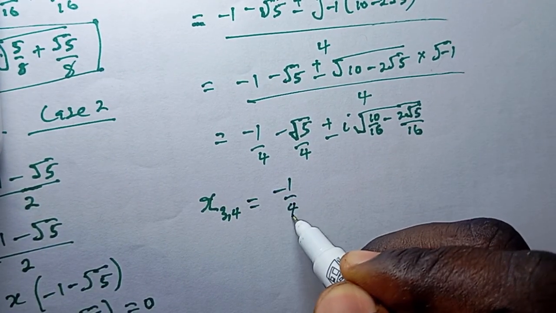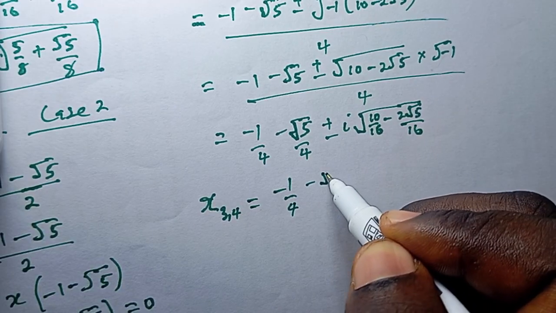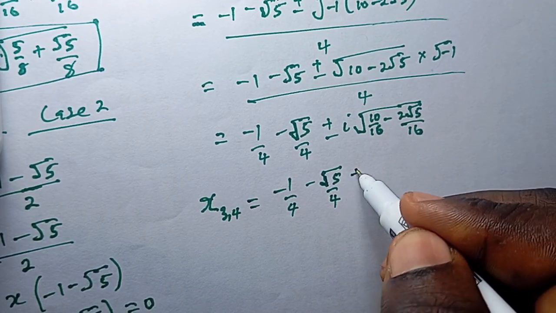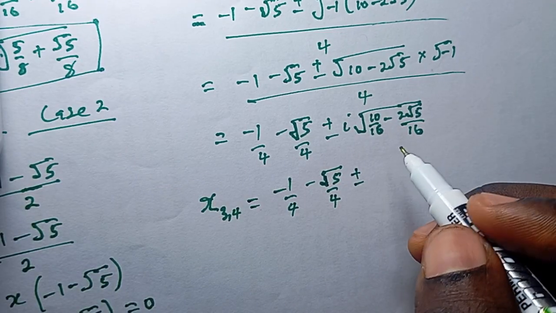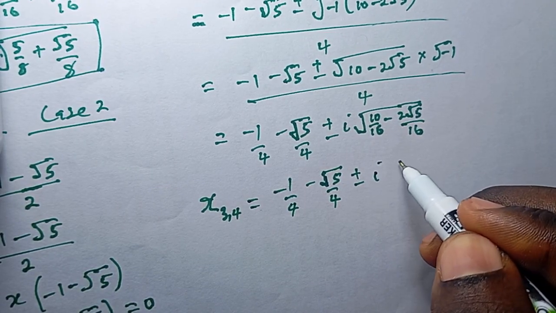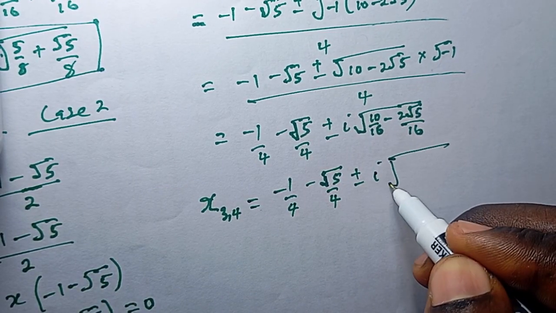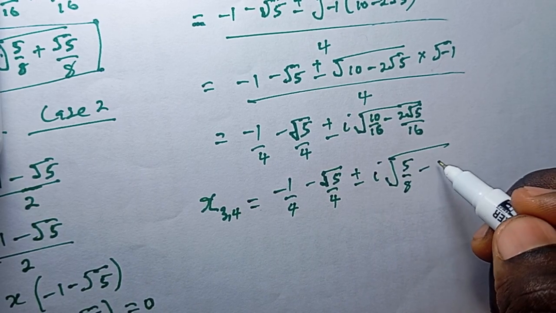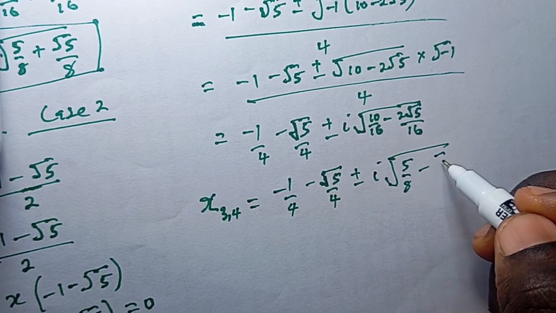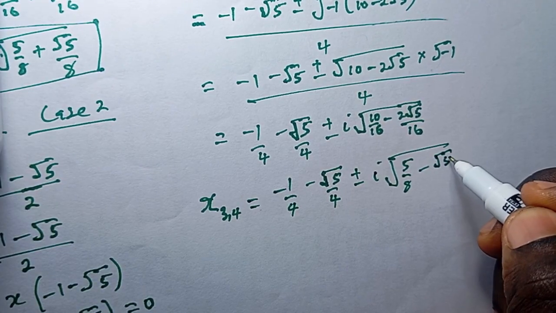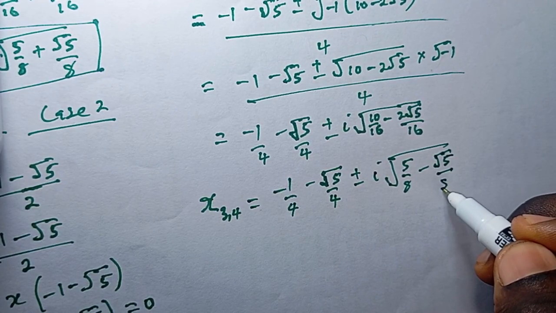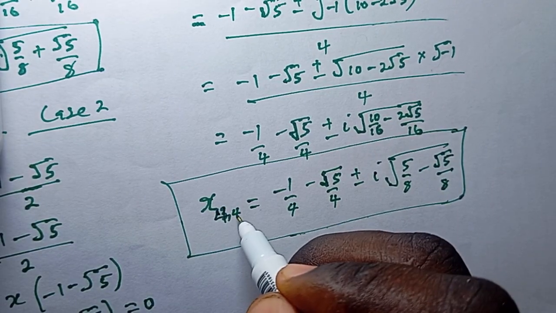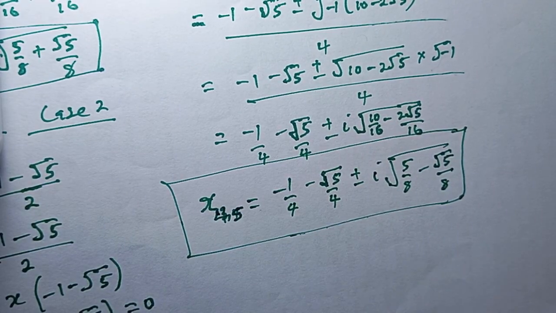Then eventually x3, 4 will now be equal to minus 1 over 4 minus root 5 over 4 plus or minus i into root of (5 over 8 minus root 5 over 8). So this will be the fourth and the fifth value of x.